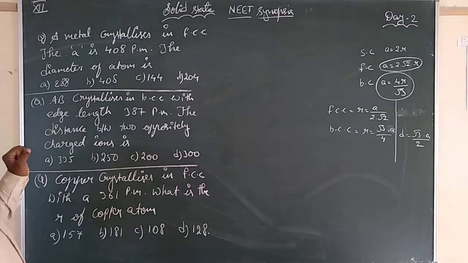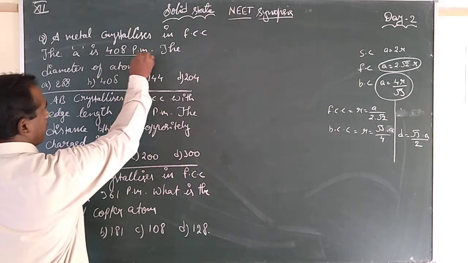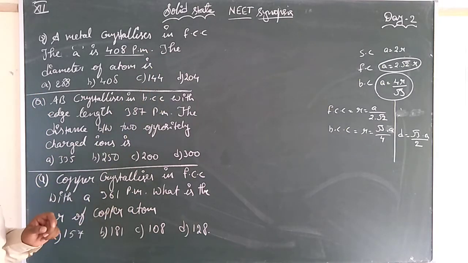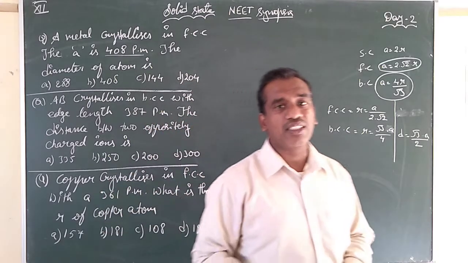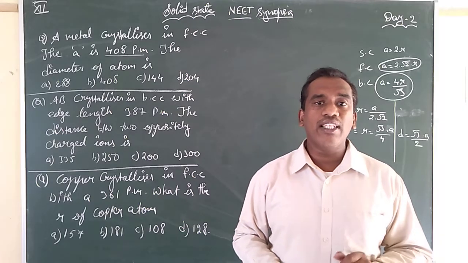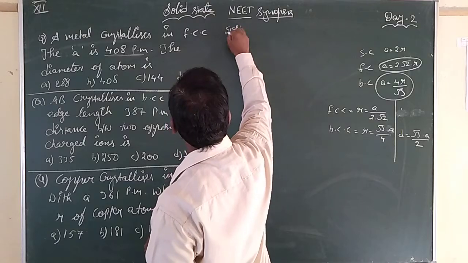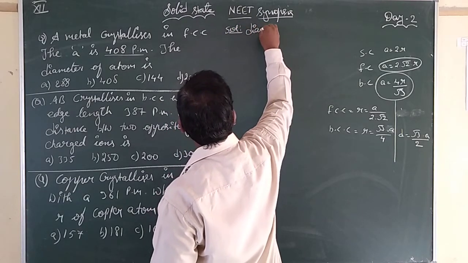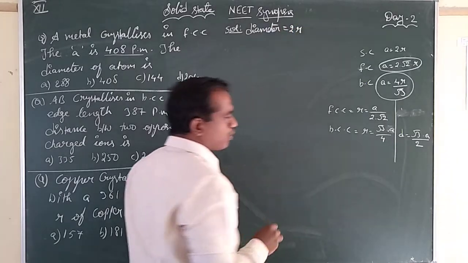So based on that, the first problem today: a metal crystallizes in FCC. The edge length A is given as 408 picometers. The diameter of the atom is asked. Here D is not meant by diameter. D stands for the distance between two oppositely charged ions. But now they raised the word diameter. What is the formula to solve the diameter? We know diameter is equal to 2R.